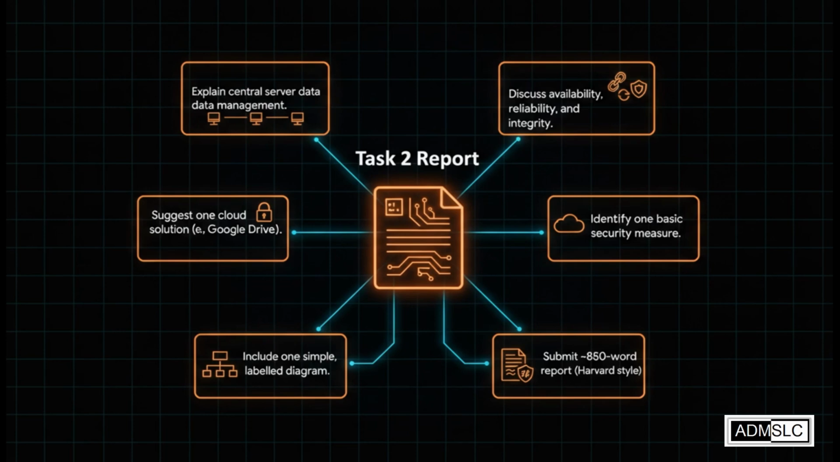You need to explain how a central server works for clients. You have to talk about the big benefits, things like availability, reliability, and data integrity. You'll also need to suggest a real cloud solution, something like Google Drive or OneDrive. And of course, you can't forget security, so you need to identify at least one basic security measure. You'll also include a simple, clean, labeled diagram of how it all fits together, and wrap it all up in about 850 words with proper Harvard referencing.